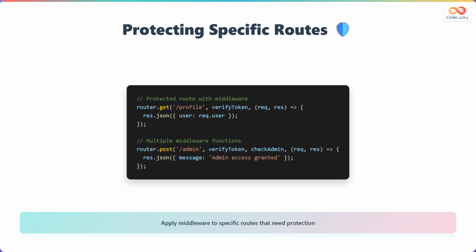The second example shows how to use multiple middleware functions. For the /admin route, we pass verifyToken and checkAdmin before the route handler. This means that requests must have a valid token, and the user must have admin privileges to access this route. Apply middleware to any specific routes that need protection.